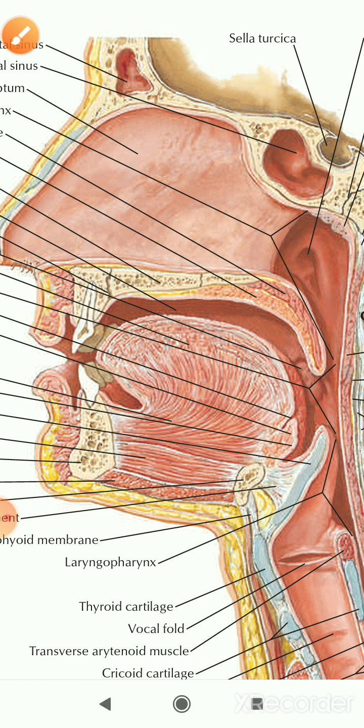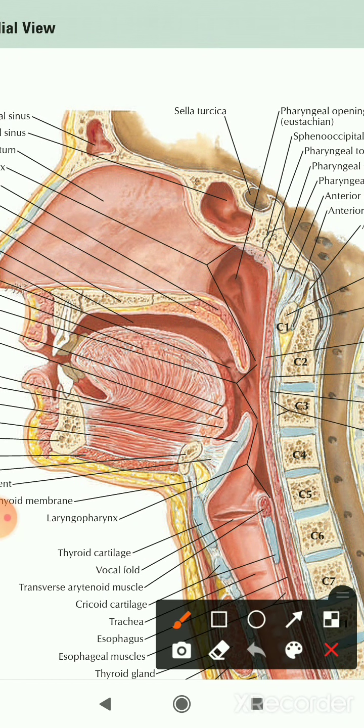Now what is the level of the hard palate? The hard palate actually lies in the newborn and infant between the base of the skull and first cervical vertebra, that is atlas, and in case of adult it lies at the level of the cervical two vertebra, that is known as axis.